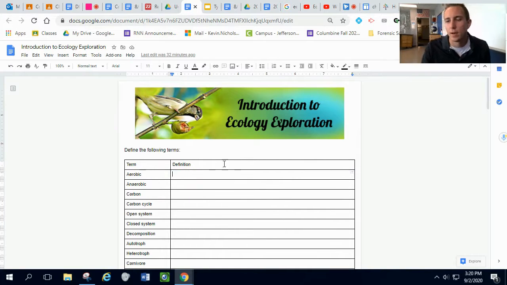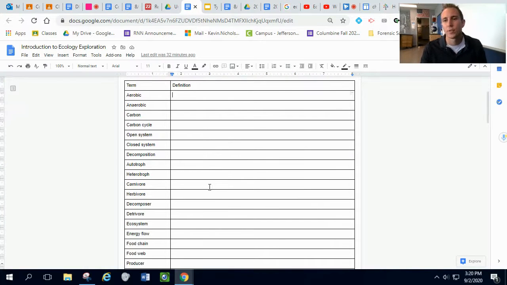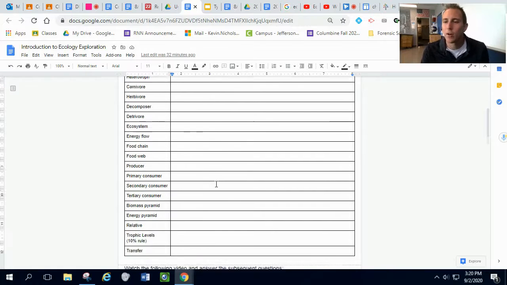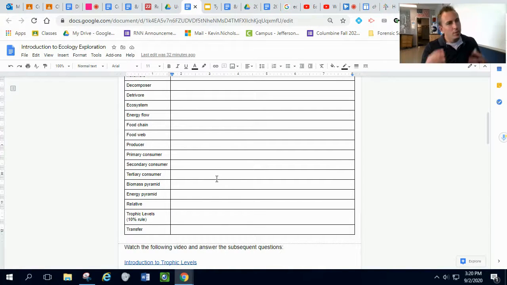So pretty simple here. You're just going to be figuring out these definitions. So feel free to comb through the internet. I know it might seem like a lot, but it really shouldn't be too hard to find these. And you'll be able to hang on to this document throughout the rest of the unit, and you'll be able to use these key terms because these are definitely the things that we need to know.